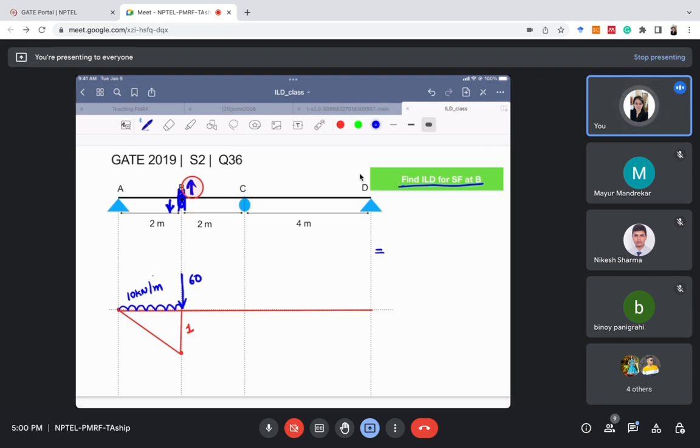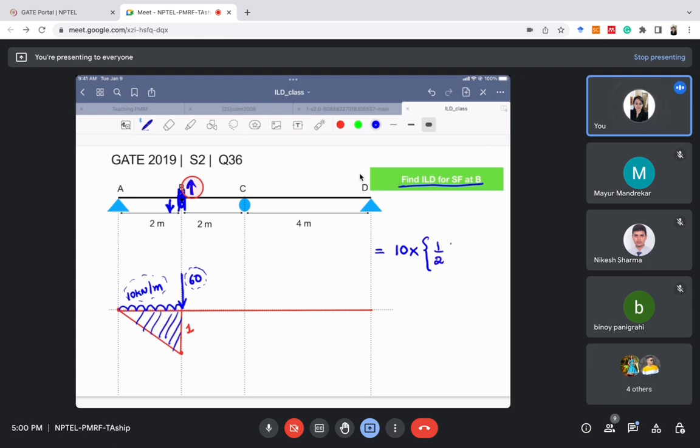Whenever you are calculating for this UDL, just multiply it with the area of the triangle, and whenever you are calculating the values for the point load, multiply it with the ordinate value. Just keep this in mind. I'm calculating for 10 kilonewton per meter first, that is the UDL, so I'll multiply with the entire area of this triangle.